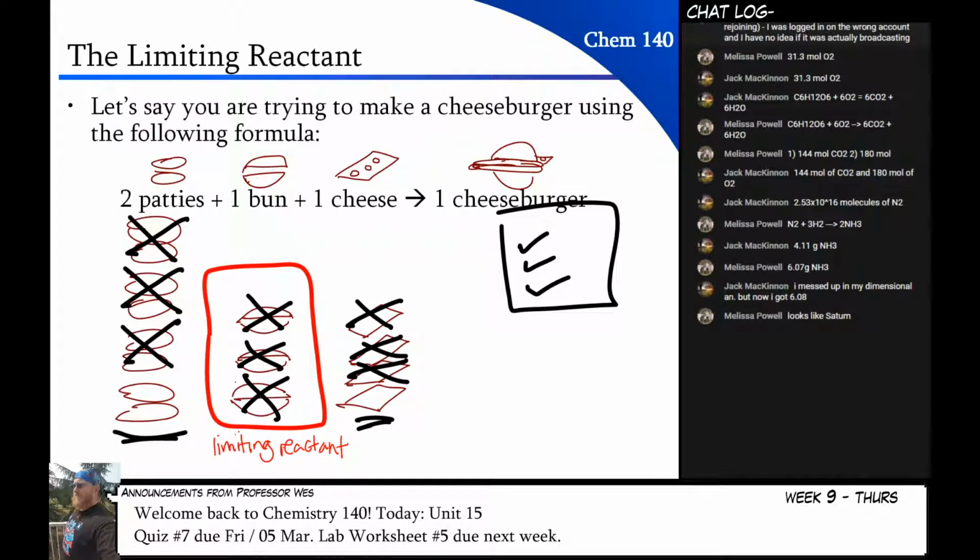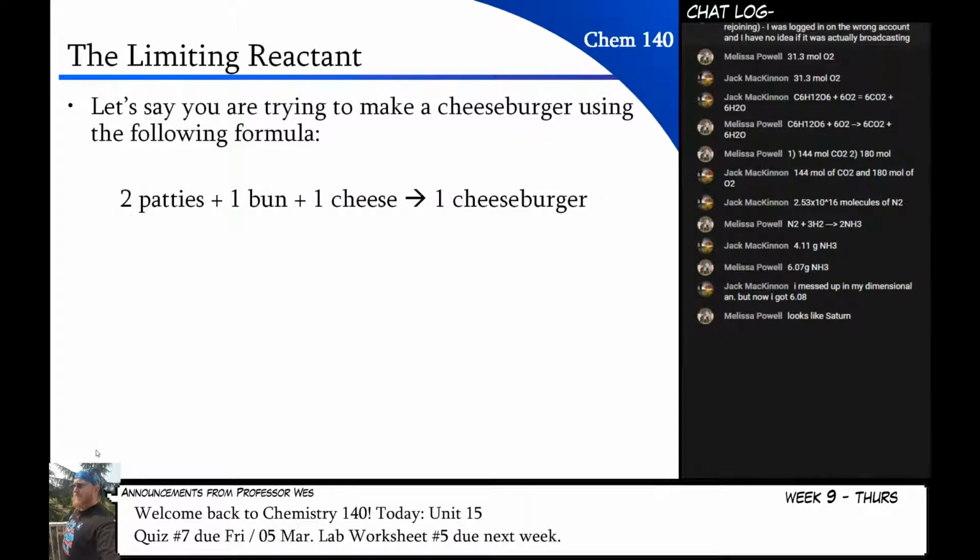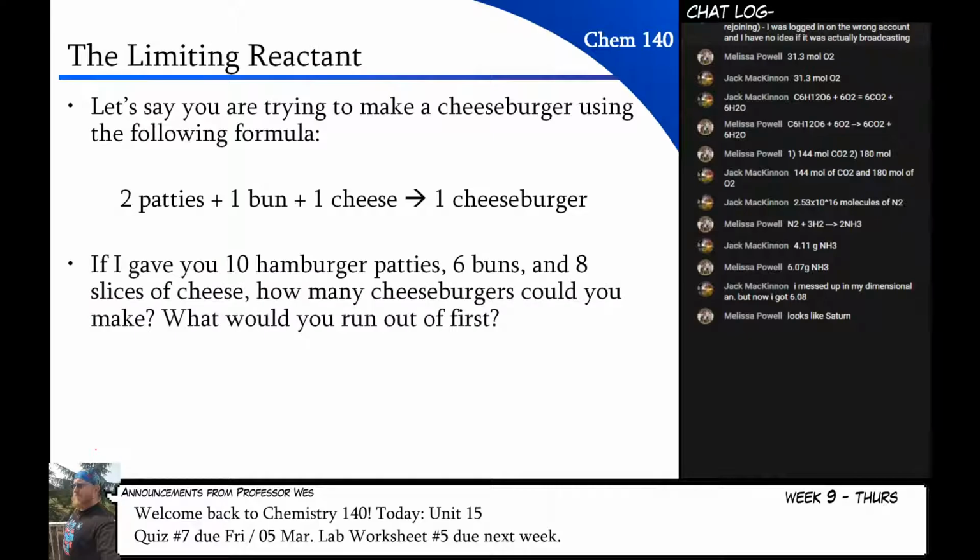Now, with reactions, this is going to be the exact same premise. If I use up my contents one molecule at a time, eventually I do run out of molecules for one reagent, and the others will still be abundant. The one I run out of first is the limiting reactant. Now, how do we show this mathematically? So let's suppose that I have these quantities. What would I run out of first just by looking at these numbers?